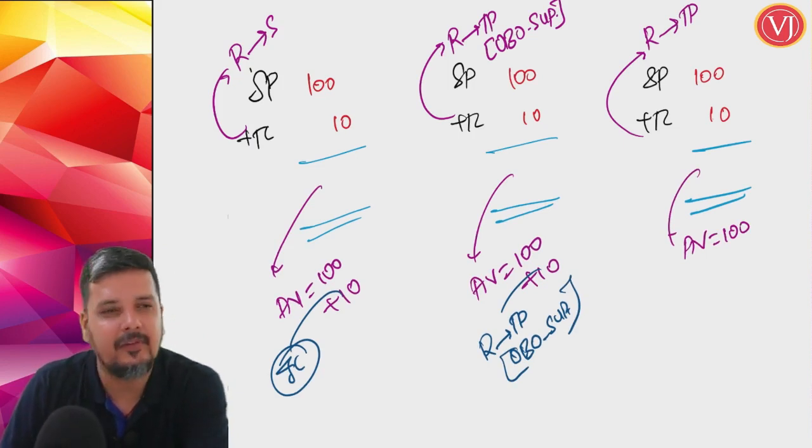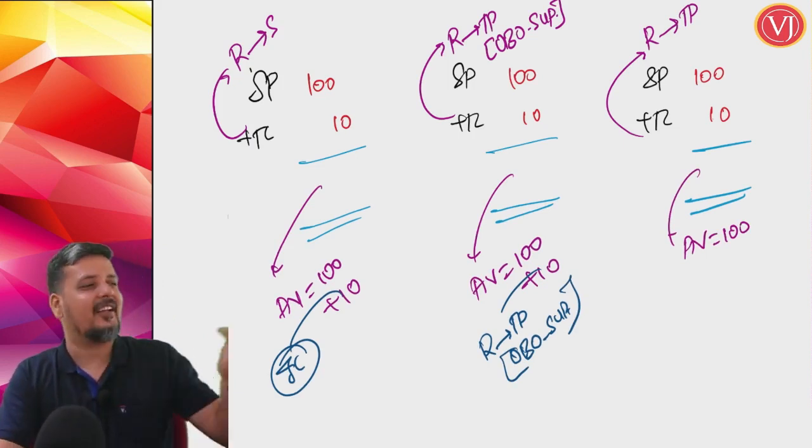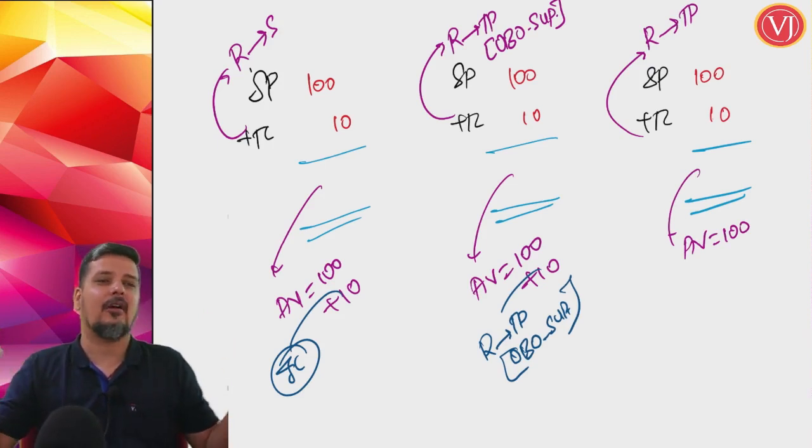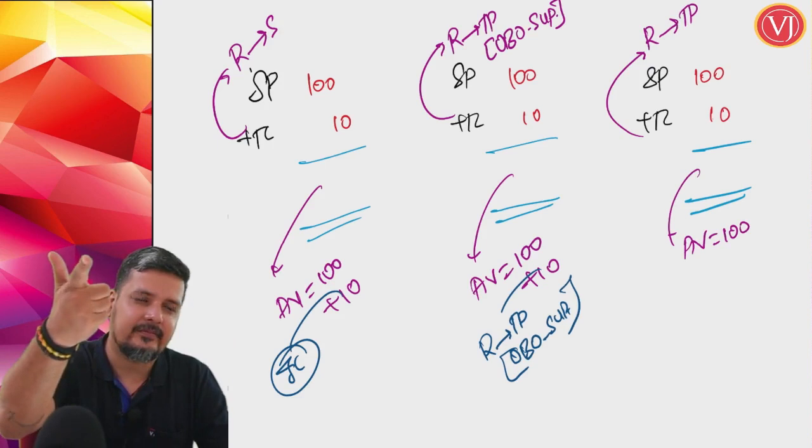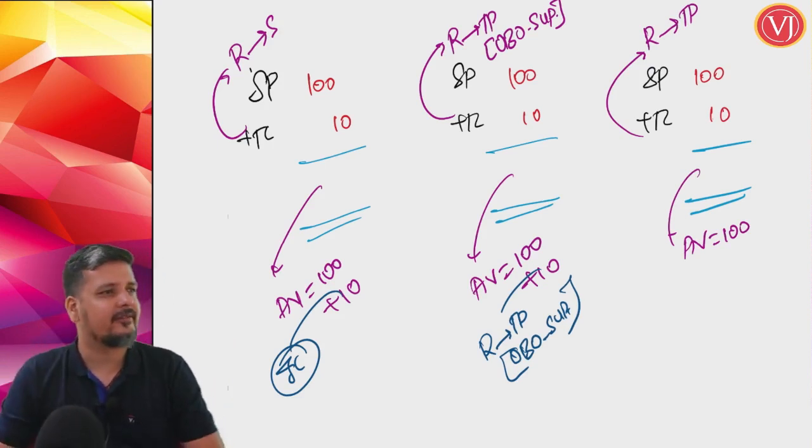Don't think that 10 rupees will escape GST and all. No. The third party will have a separate contract. There are two contracts, so the third party will charge separate GST to the recipient. They have a separate contract.